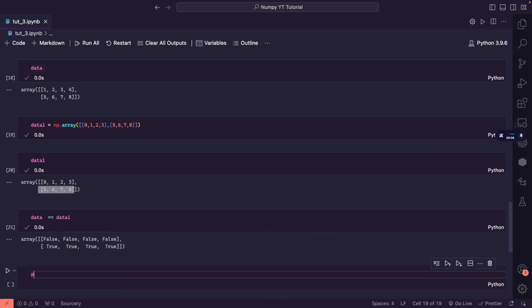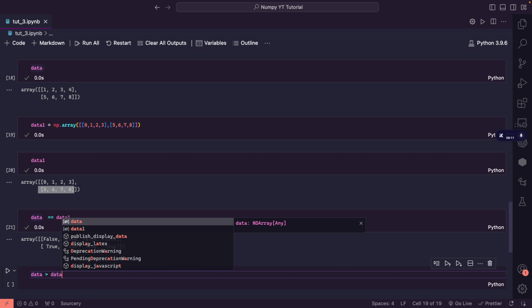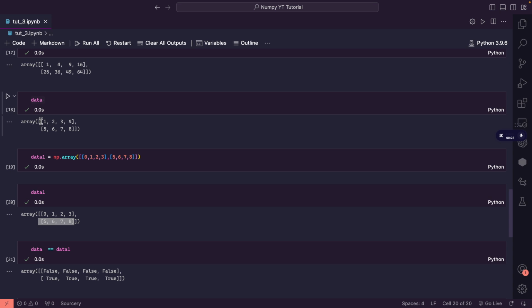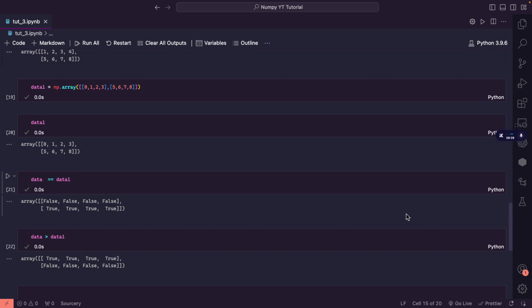We can also see whether they are greater or not. Data is greater than data 1. True, true, true, true. Why? Because in data 1 we had 0, but in data we started from 1. So 1 is greater than 0, 2 is greater than 1, 3 is greater than 2, and 4 is greater than 3. Simply, we can see that here. So these are some of the comparison and arithmetic things that we can do with our arrays.